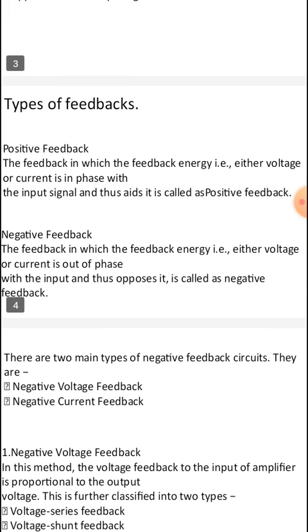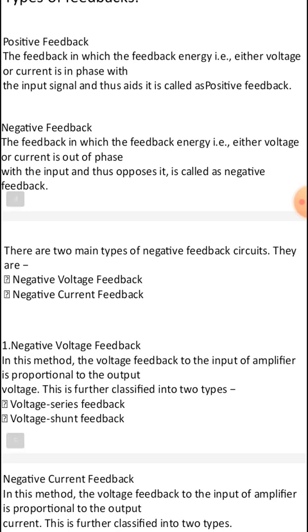And next, negative feedback. The feedback energy, either voltage or current, is out of phase with the input and thus opposes it. It is called negative feedback. Positive feedback is nothing but either voltage or current is in phase with the input signal, and negative feedback is nothing but either voltage or current is out of phase with the input. It is called negative feedback.